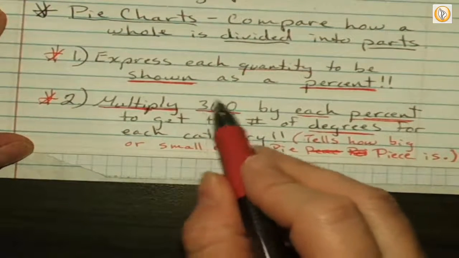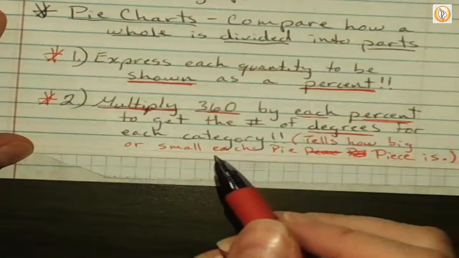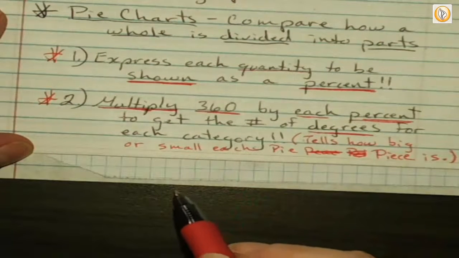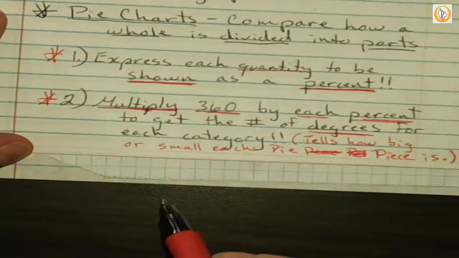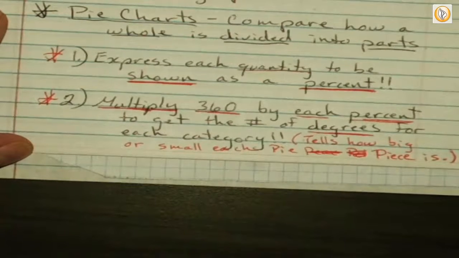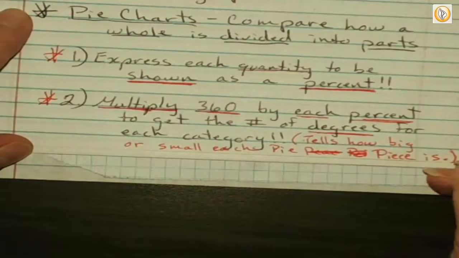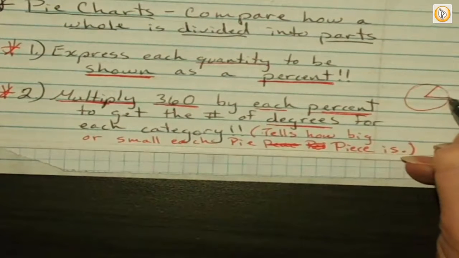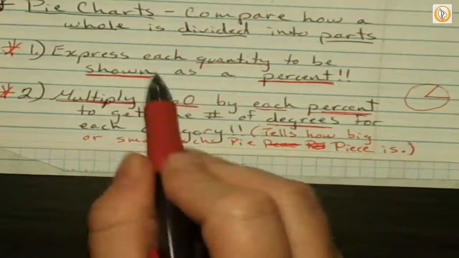Why are we multiplying by 360? Why 360? Can someone raise their hand? Oh, because the whole turn is 360. That's right. A circle, the whole turn, is 360 degrees. So when I say the piece of the pie, for example, how big the piece is going to be, this is how much is going to be shown.